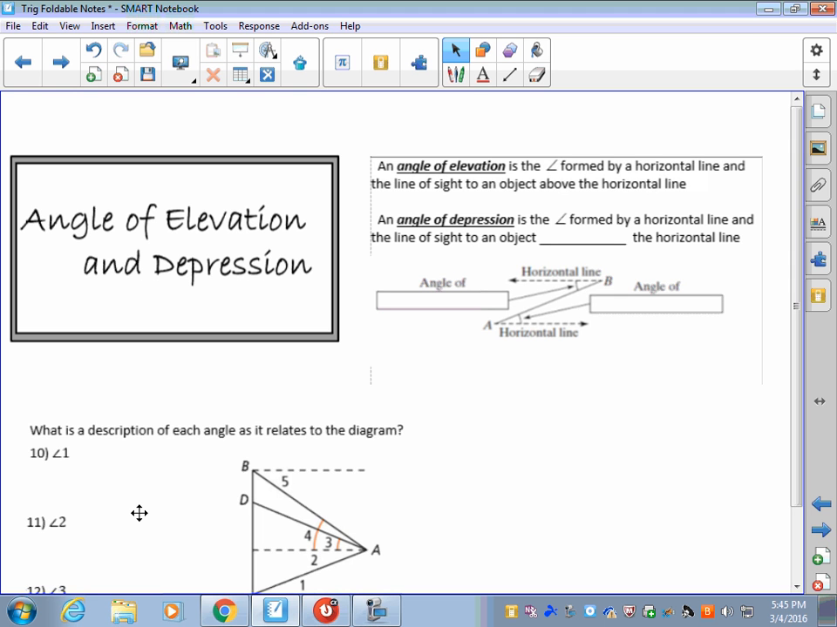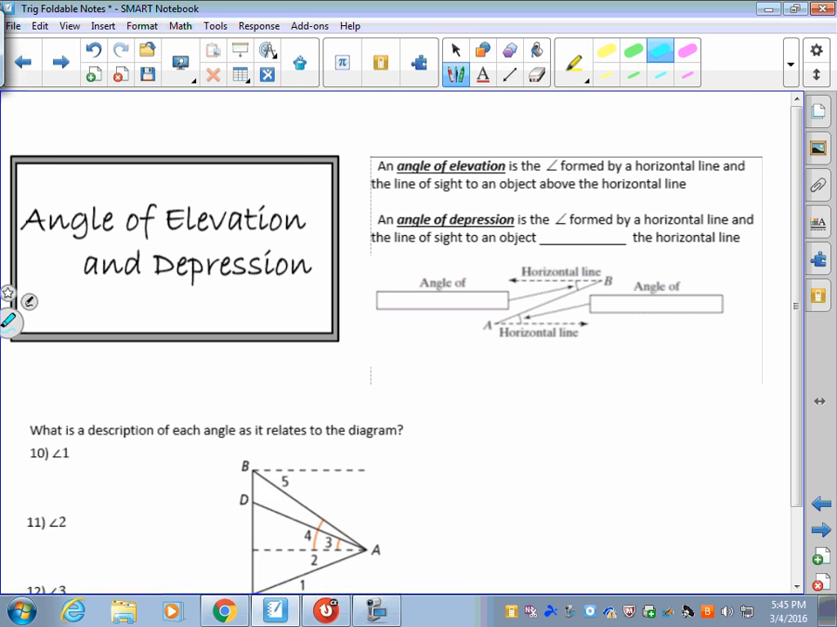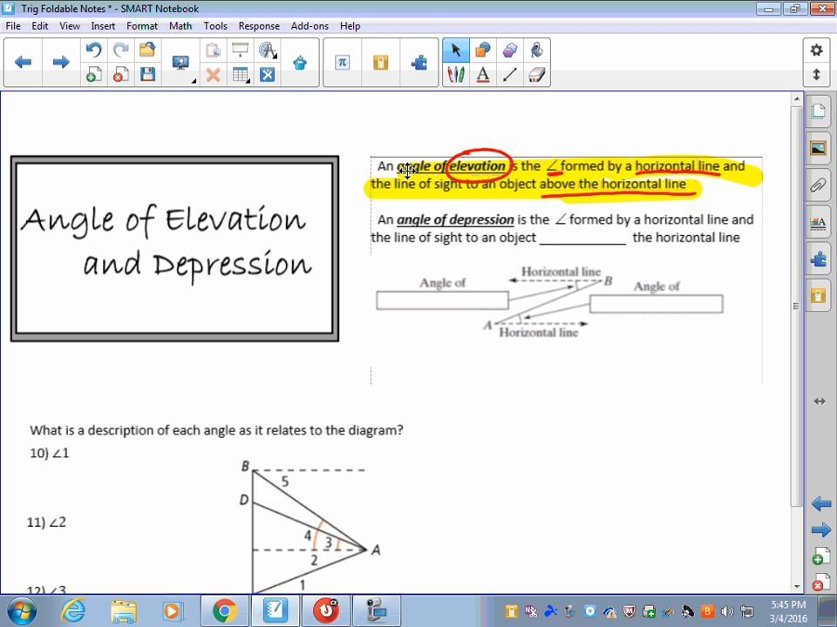and understand their relationship. So angle of elevation, this is already given to you. Make sure you know what it is, and we're going to apply it. An angle of elevation is an angle formed by the horizontal line and the line of sight of an object above the horizontal line. Now, I know I just highlighted the whole thing, but basically, if I'm talking about elevation, I have to look at that horizontal line and the angle formed above the horizontal line. That's key. Elevation is going to be above the horizontal line.